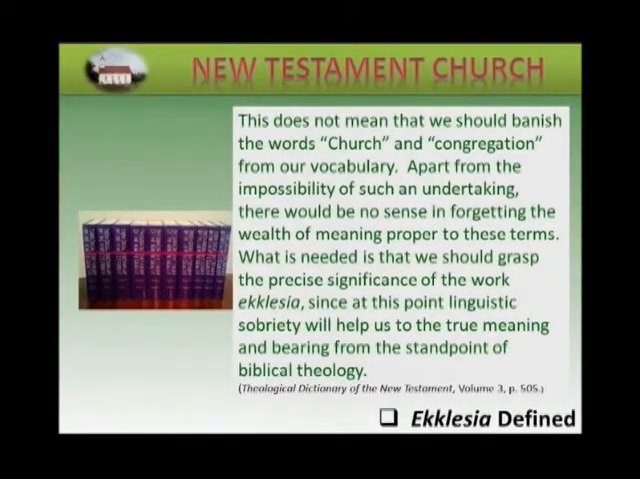Well, what he's saying is, everybody recognizes that today, English has changed to the point that if you use the word church, it has more than one meaning in our day. Remember, I told you there's a difference between a living language and a dead language. Well, our language has changed to the point that people recognize that the word church means more than just a congregation. It means more than just a building. It has different meanings. And so we have to be more careful about that.